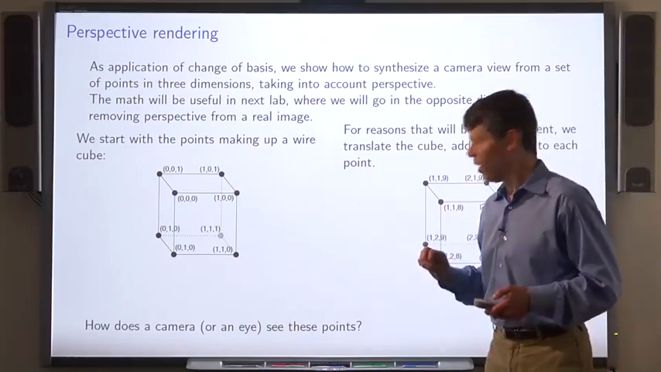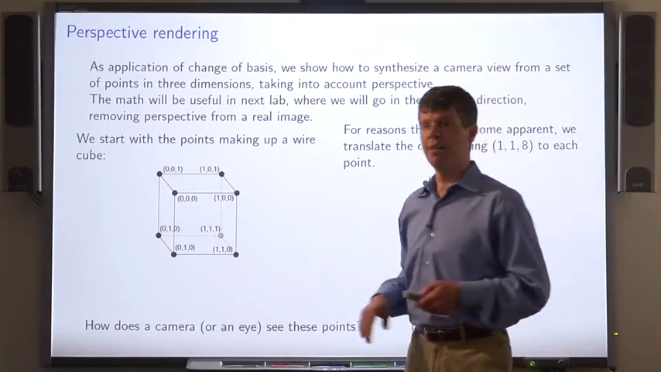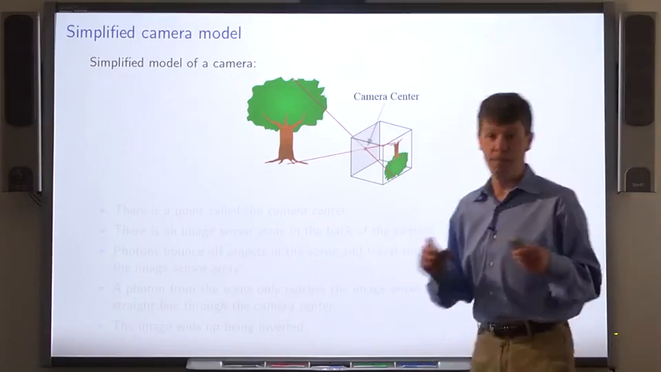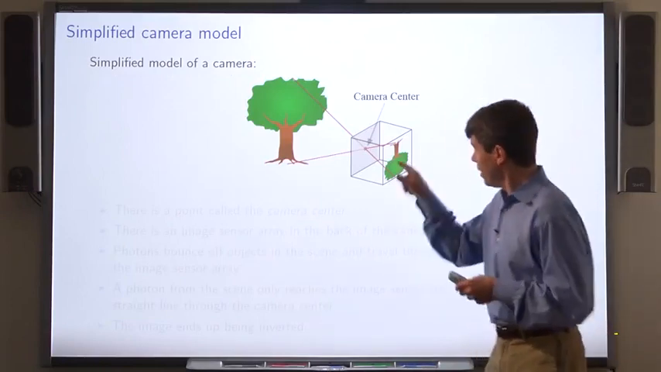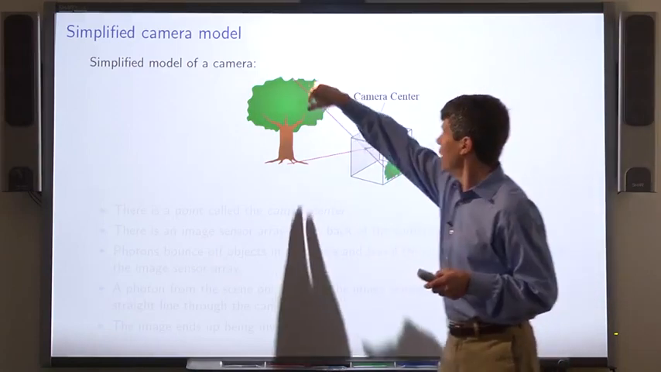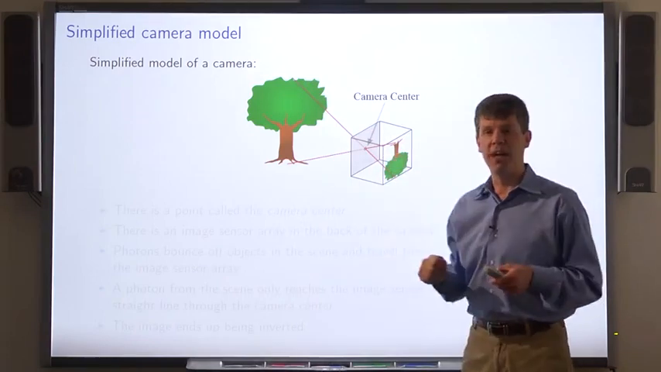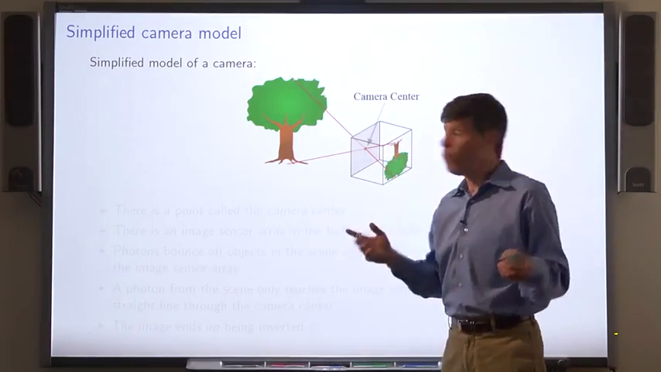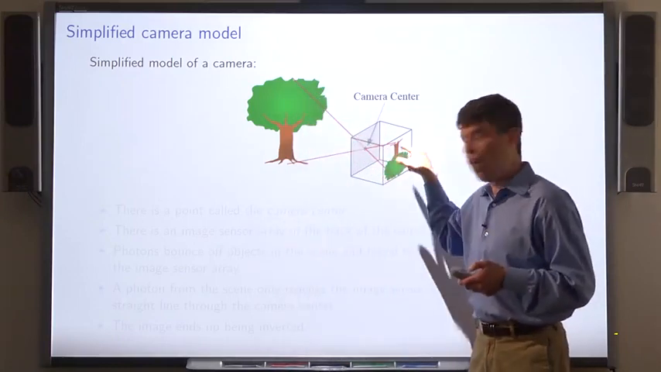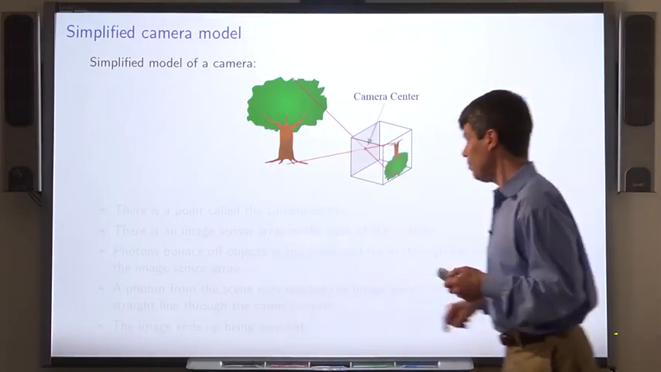Now, how does a camera or an eye see these points? So we have to start talking about cameras. Here's a simplified model of a camera called a pinhole model. There's a box with a hole here, and the light from the scene goes into the camera through the hole and hits the back of the box. A photon only gets into the box if it goes through the hole. So the only photons that hit the back are those that go straight through the hole.